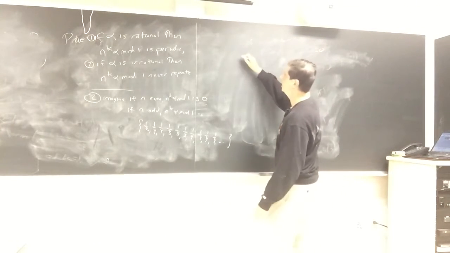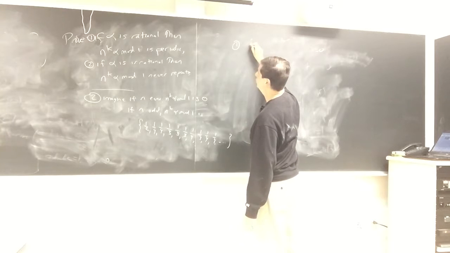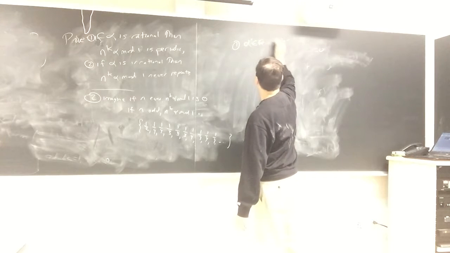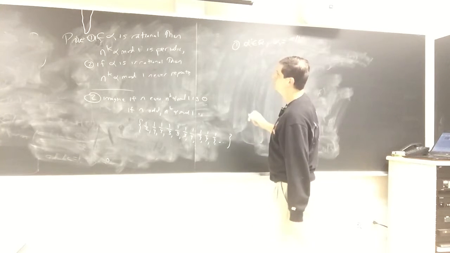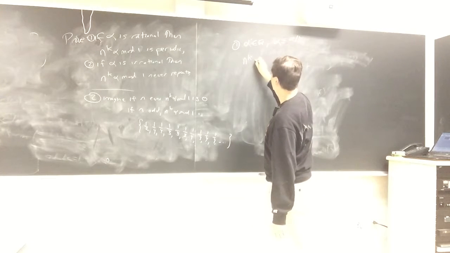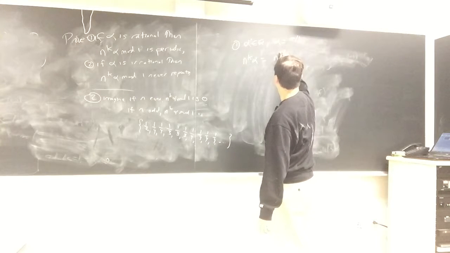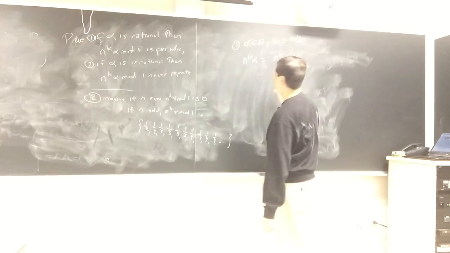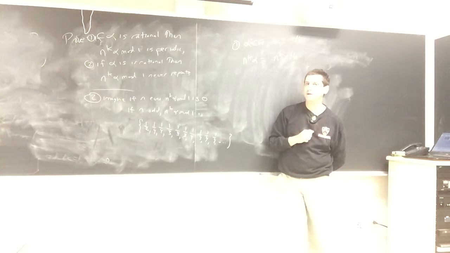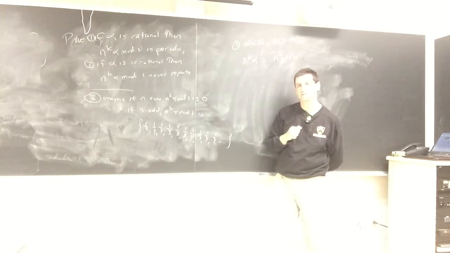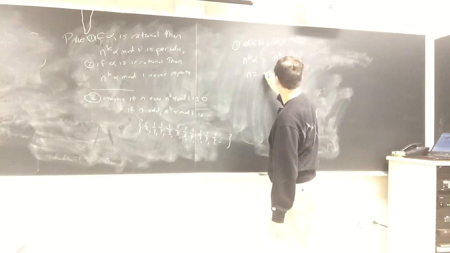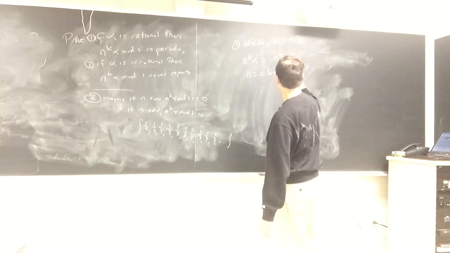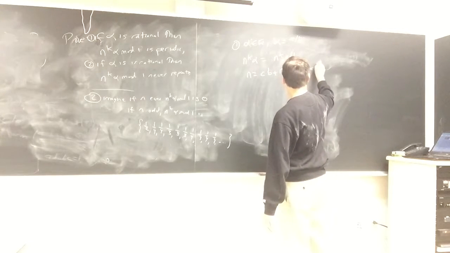Okay, so now for 1, we know alpha is rational. So let's say alpha equals a over b. Now we want to look at n to the k alpha, which is n to the k a divided by b. Since we're dividing by b, it makes sense to write n as something times b plus a remainder. So we can write n as cb plus r, where 0 is less than or equal to r, which is less than b.